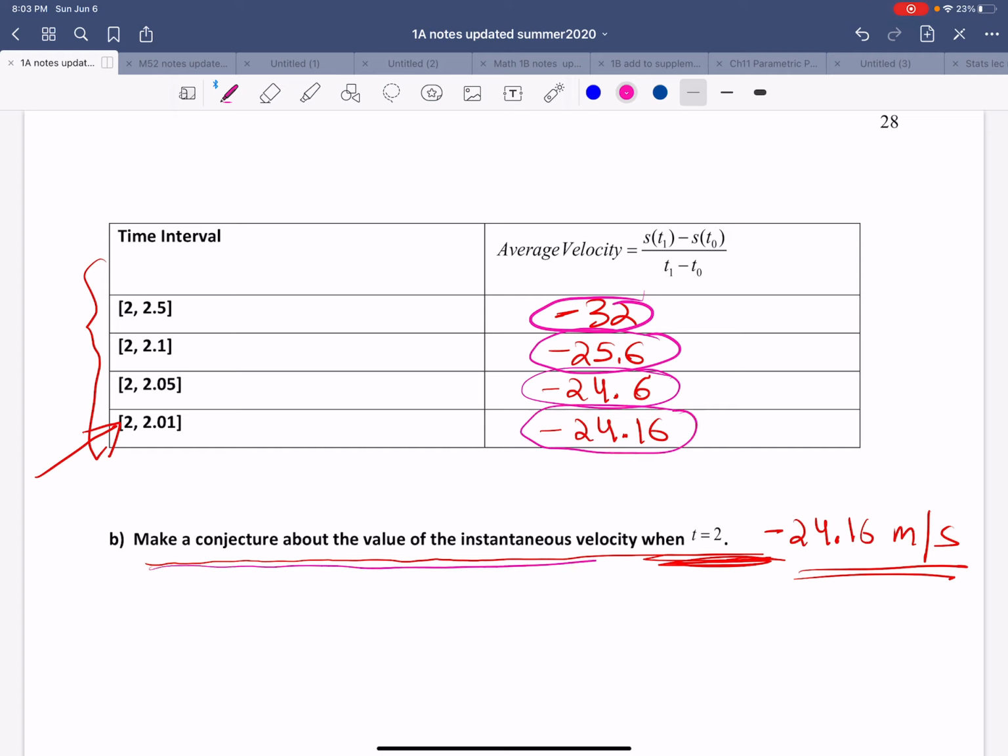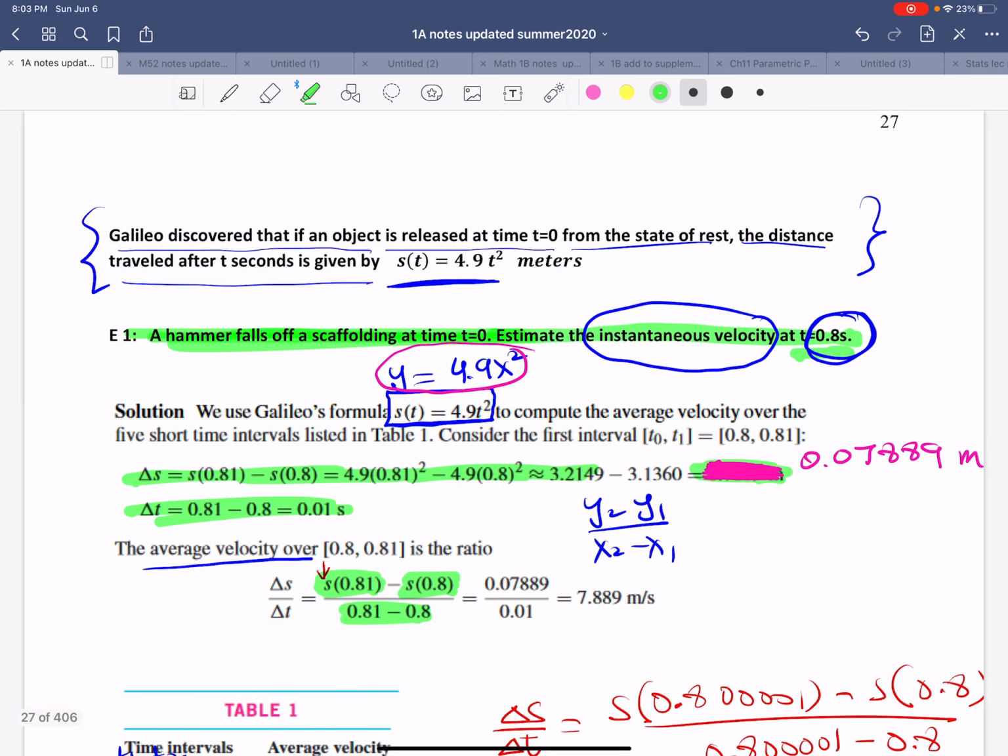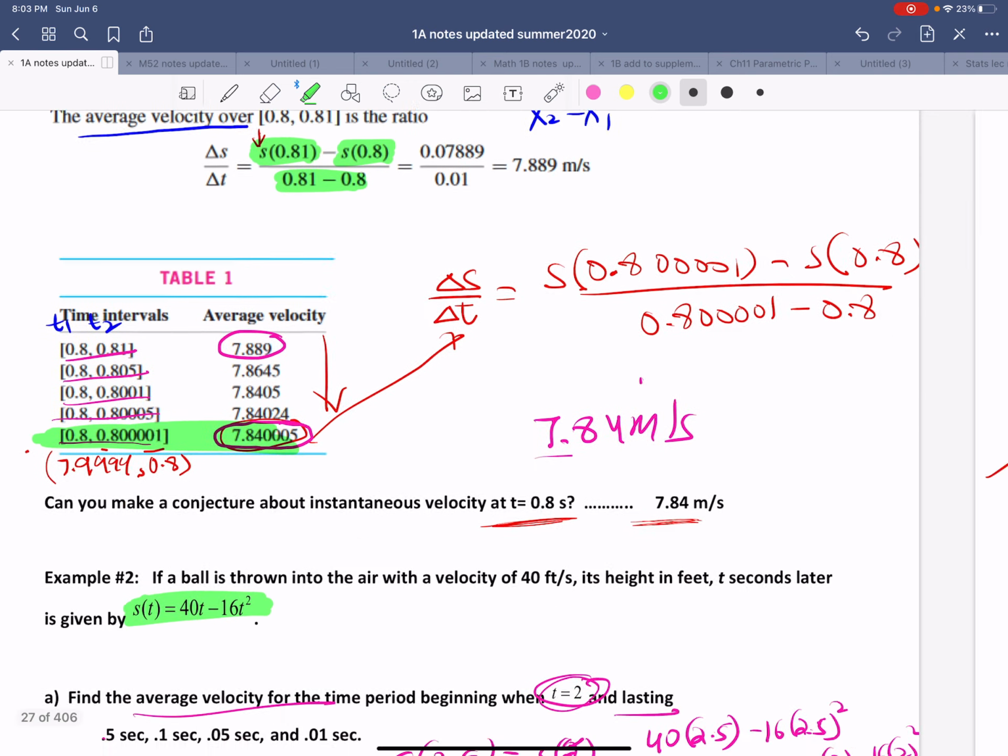So what do you think will be the instantaneous velocity at t equals 2? It is going to be the one from the interval which is closest to 2, and that's negative 24.16 meters per second. What tells me the units are going to be meters per second? In Galileo's formula, the time is measured in seconds and the distance is measured in meters here.